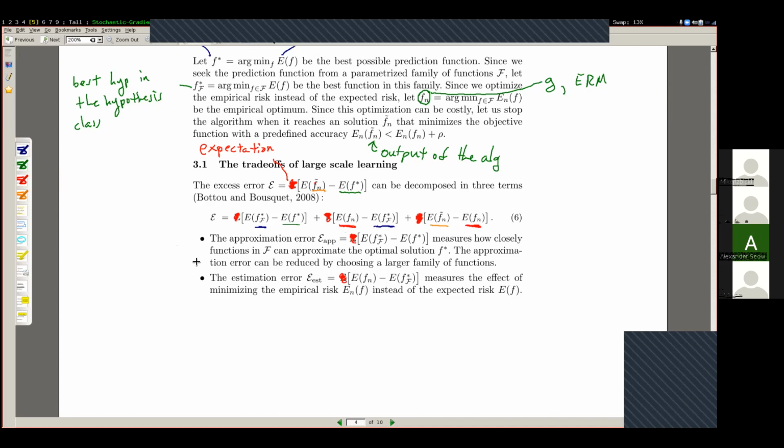Any questions at this point? Where this 6 came from?